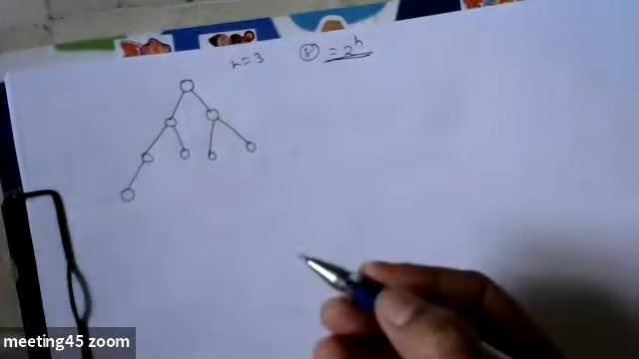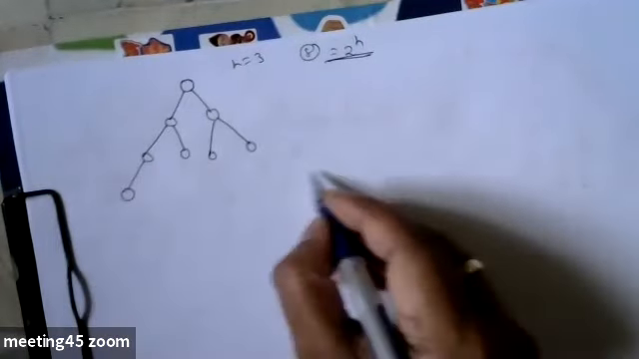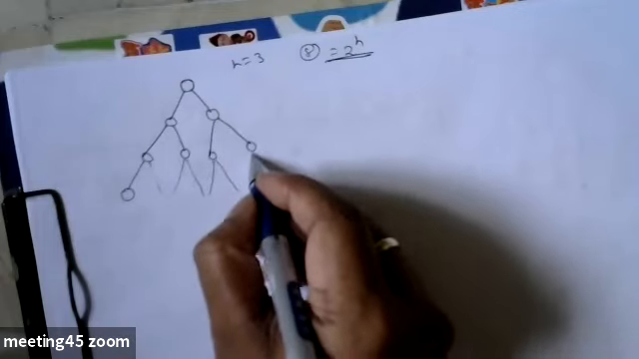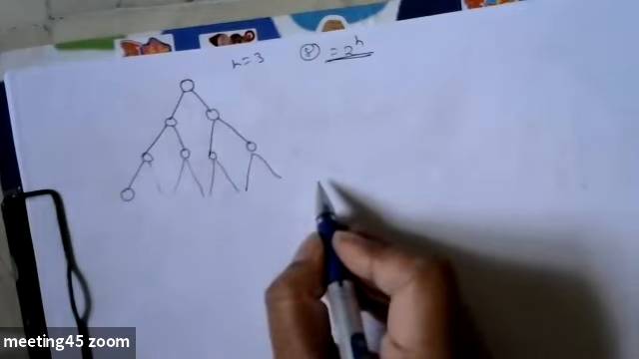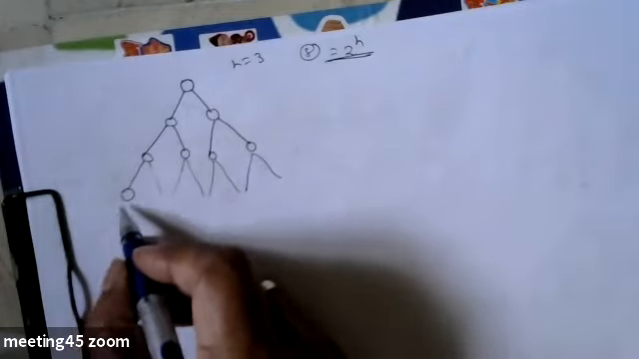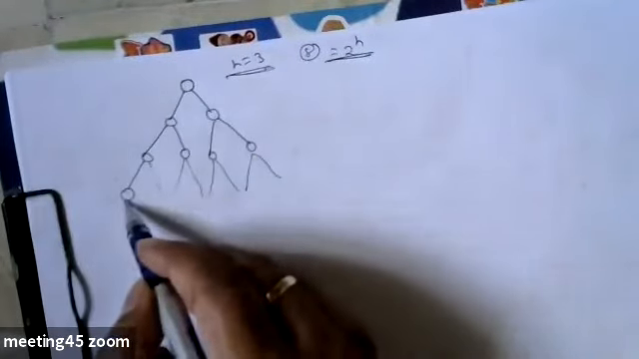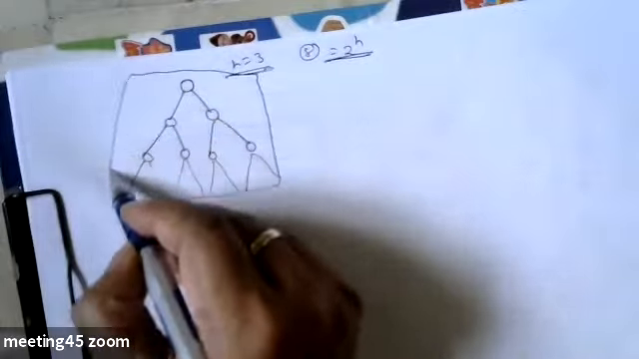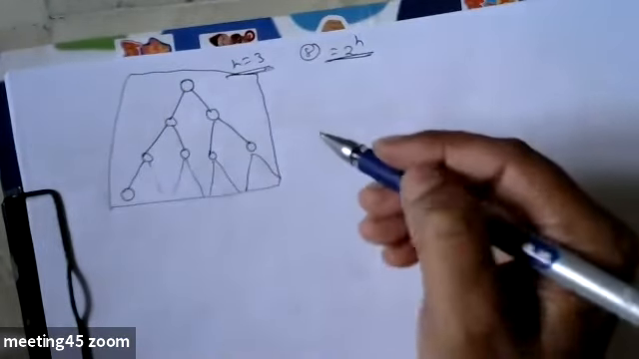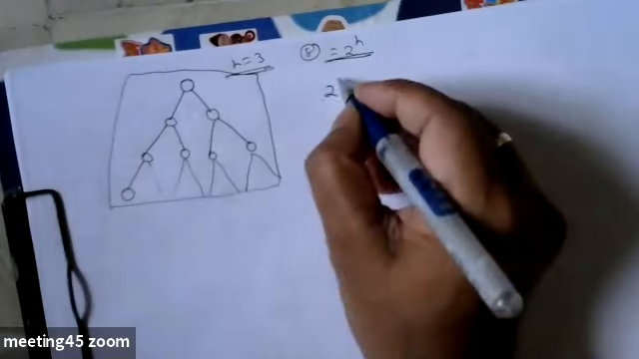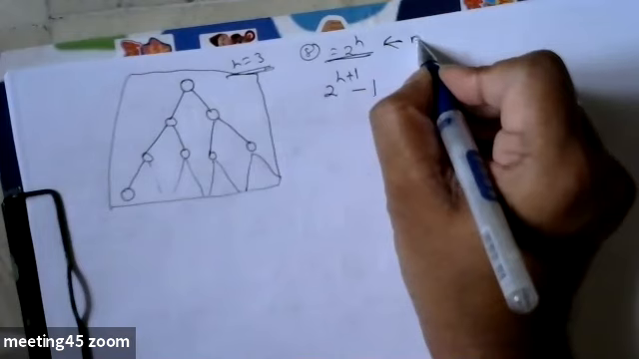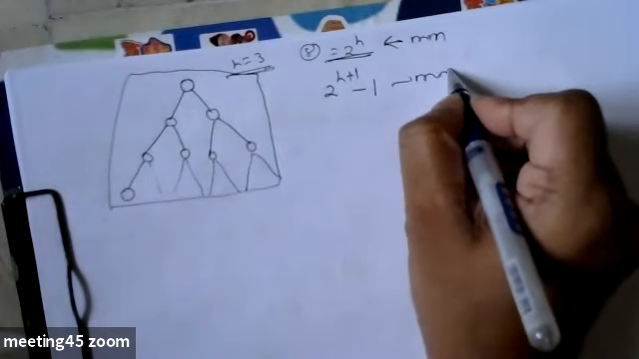Okay, and what is the maximum? The maximum will be if this level is fully filled up. You can say, sir, one more can be added. If you add one more, then the height will increase. But our height is 3. Height is 3 means this level will be fully filled up. If it is fully filled up, it is called a complete binary tree. Then what is the complete binary tree's maximum total number of nodes? We have already told 2 to the power h. So that's why the minimum is this and maximum is this.